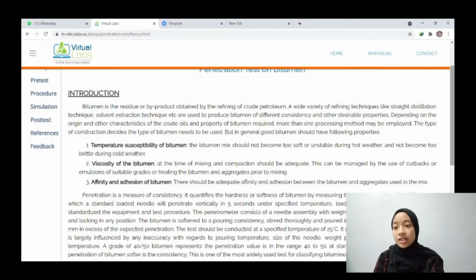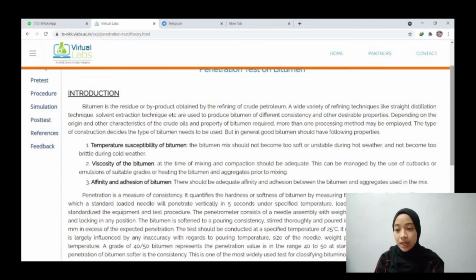Depending on the origin and other characteristics of the crude oils and the property of bitumen liquid, more than one processing method may be employed. The type of construction decides the type of bitumen to be used, but in general, good bitumen should have the following properties. Number 1. Temperature susceptibility of bitumen. The bitumen mix should not become too soft or unstable during hot weather and not become too brittle during cold weather.